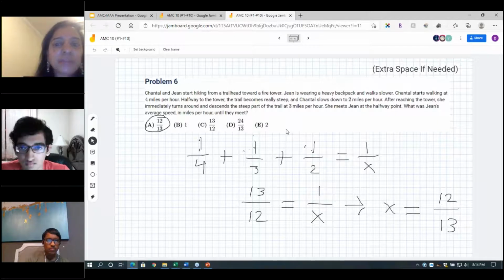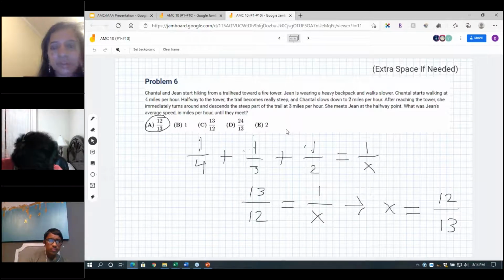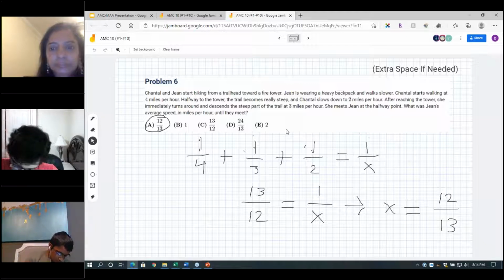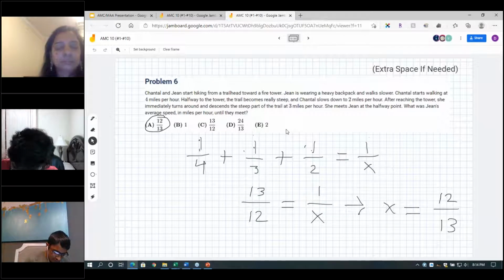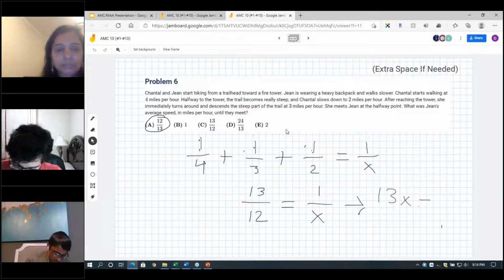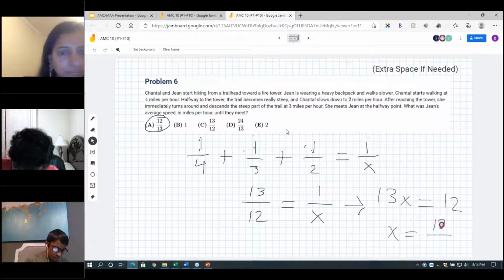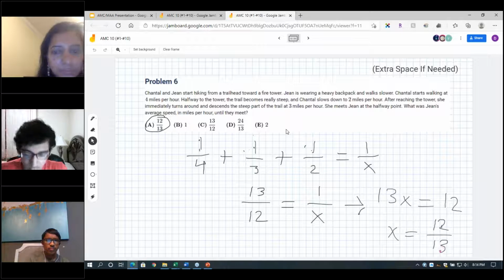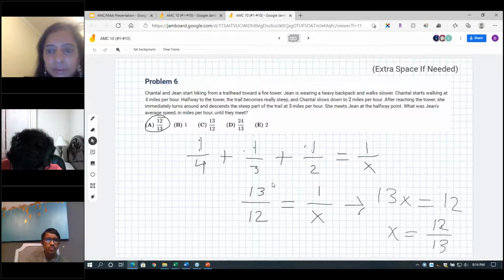Another question is, why did you flip 13 over 12 to 12 over 13? Maybe you can explain that reciprocal process here. Yeah. So what happens is we have 1 over x. And because we want to solve for x, we can either flip it, or what I will do is multiply both sides by 12 times x, and I get 13x is equal to 12. So x is equal to, dividing by 13, 12 over 13, which is just flipping both sides. Thank you.